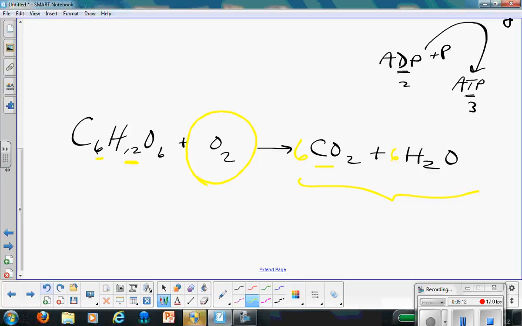How many oxygens do I have on my product side? Total oxygens. Not 3. 18. Let's look why. I have 6 CO2s. Each CO2 has 2 oxygens. 1 carbon, if it's not written, you just assume it's a 1. 1 carbon, 2 oxygens. This contributes 12 oxygens. 6 times, it's not shown, it's a 1. 6 times 1, there's 6 here. A total of 18 oxygens.